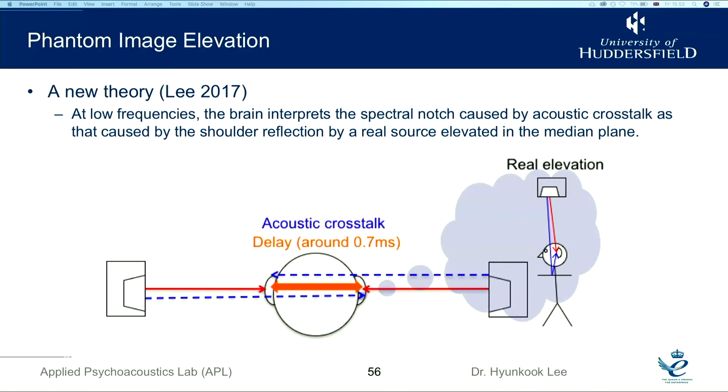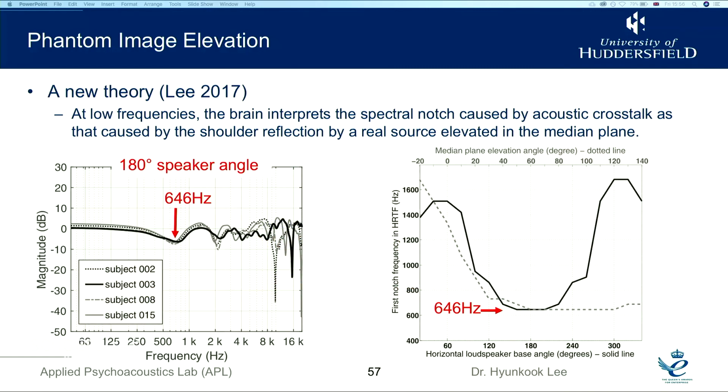So there is some theoretical explanation for this effect. It's something to do with interaural crosstalk. When the crosstalk happens at the ear, the spectral notch occurring in the lower frequency region around 600 hertz is interpreted as shoulder reflection happening at the ear for a real source, because this distance is very similar to this distance. So the spectral notch at about 600 hertz might be the cue for this effect.